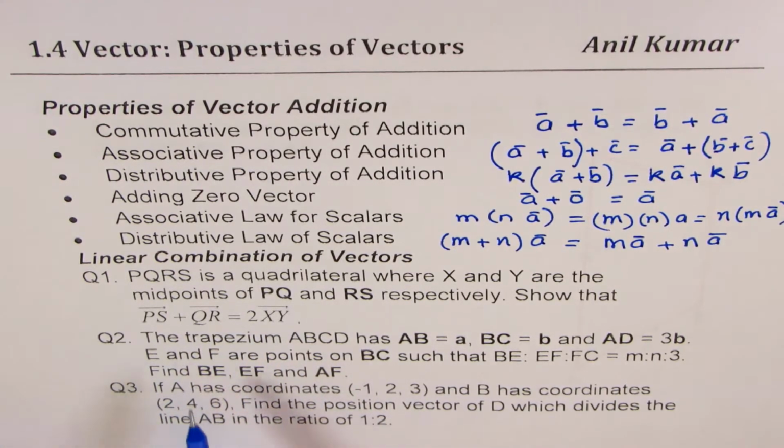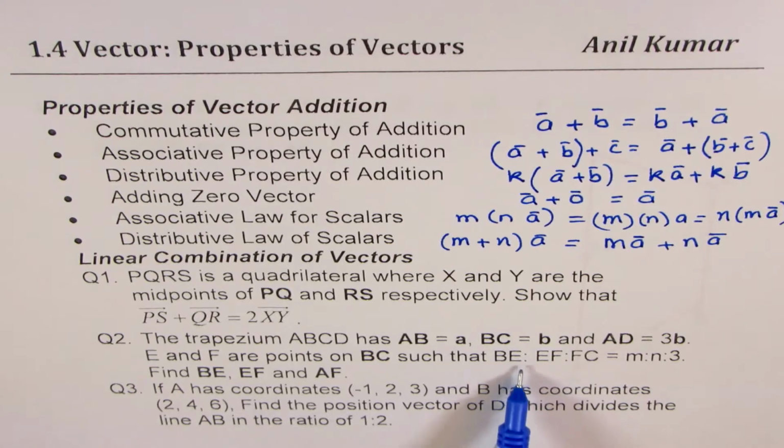The second one is a trapezium ABCD has AB equals to a, BC equals to b, AD equals to 3b. E and F are points on BC such that the ratio of BE is to EF is to FC is m is to n is to 3. Find BE, EF and AF. Question number 3 is if A has coordinates -1, 2, 3 and B has coordinates 2, 4, 6, find the position vector of D which divides the line AB in the ratio of 1:2.